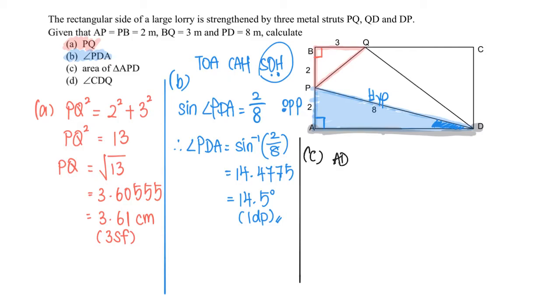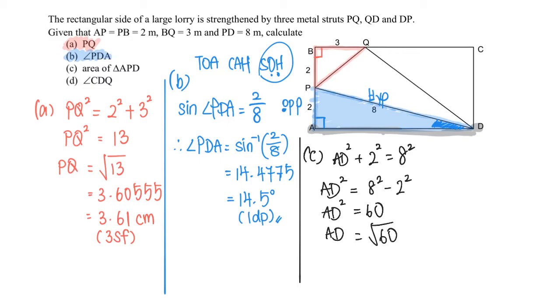So my AD square plus 2 square is equals to 8 square by Pythagoras theorem. My AD square is therefore equals to 8 square minus 2 square. 8 square minus 2 square is 60. That's my AD square. So AD is the square root of 60. And since this is part of the working, they are not asking us to find AD. They are asking us to find area. So I will keep it as square root 60.